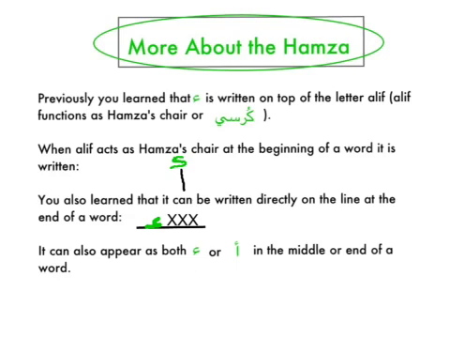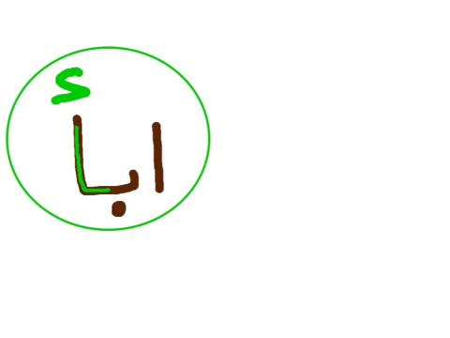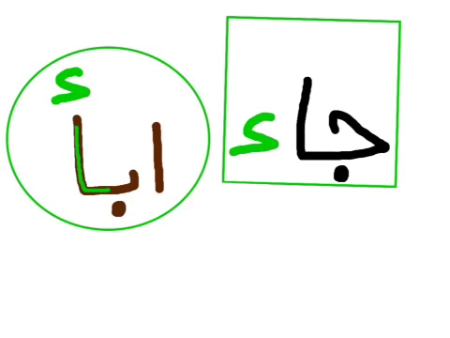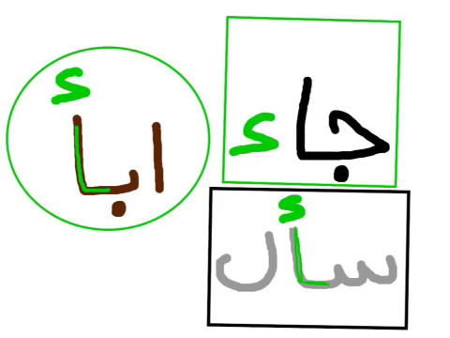Now we give you some commonly used examples of Hamza in the middle and at the end of the word. Let's take a look at the word aba, in which you see Hamza on the Alif at the end of the word. Here you see the word ja'a and the Hamza is on the line. Another example is the word sa'ala and the Hamza is in the middle on top of the Alif.